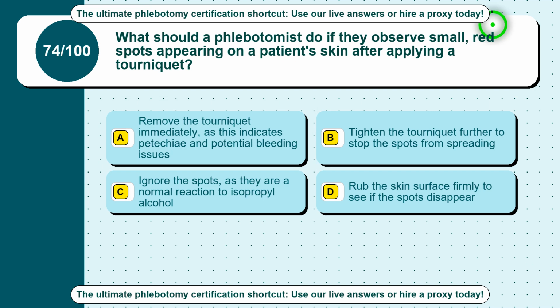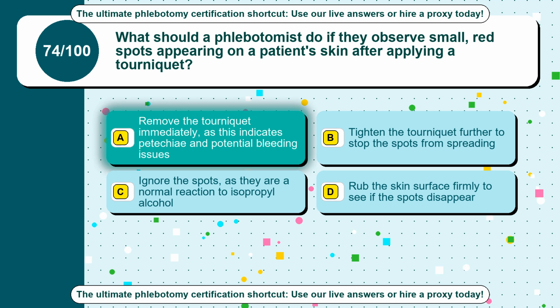Question 74. What should a phlebotomist do if they observe small, red spots appearing on a patient's skin after applying a tourniquet? Option A, remove the tourniquet immediately, as this indicates petechiae and potential bleeding issues. Option B, tighten the tourniquet further to stop the spots from spreading. Option C, ignore the spots, as they are a normal reaction to isopropyl alcohol. Option D, rub the skin surface firmly to see if the spots disappear.